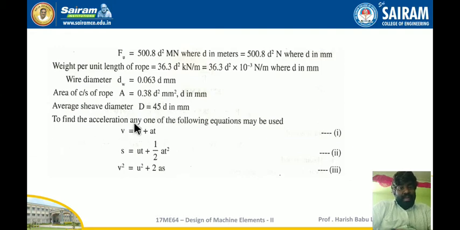To find the acceleration, any of the equations of motion can be considered, that is V is equal to U plus AT, S is equal to UT plus half AT square, V square is equal to U square plus 2AS. Any of these equations you can use for finding the acceleration. So these are the steps followed for designing a rope drive.